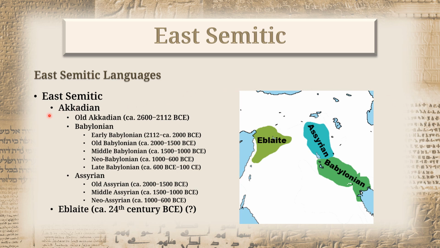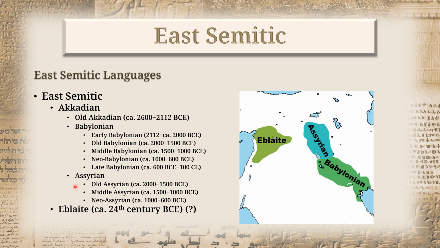Akkadian is divided into several chronological stages, and the dialects Babylonian and Assyrian as well. So first of all, the oldest stage of Akkadian is Old Akkadian, spoken from circa 2600 until probably 2112 BCE. And after that we see this dialectal split into Babylonian and Assyrian.